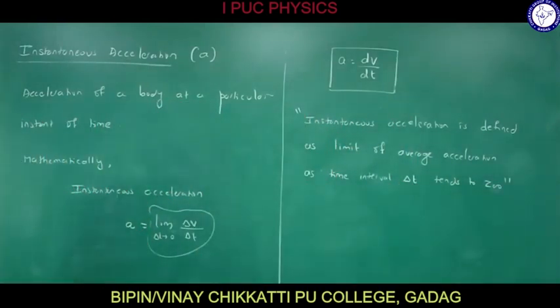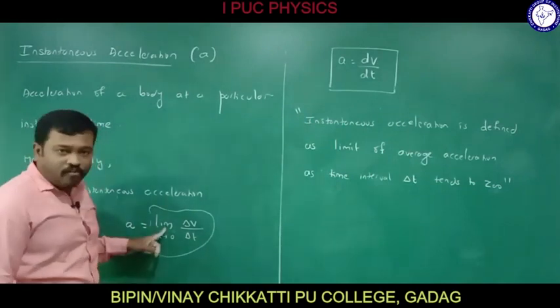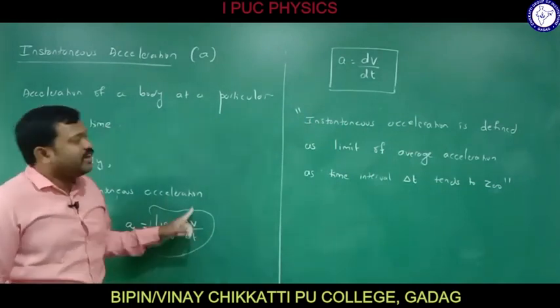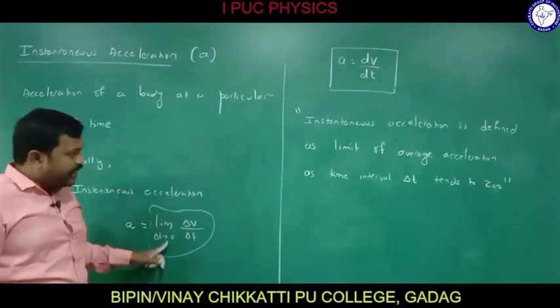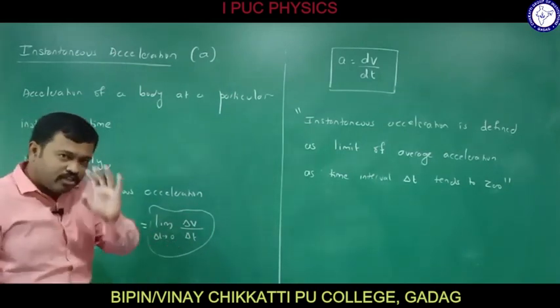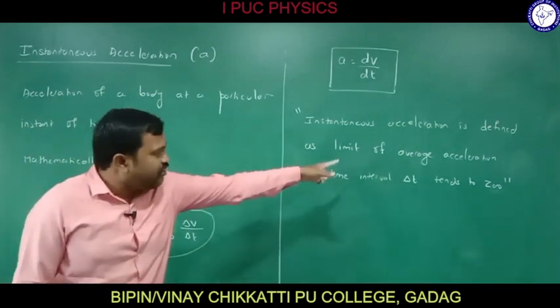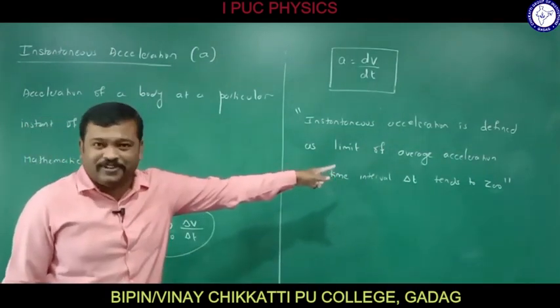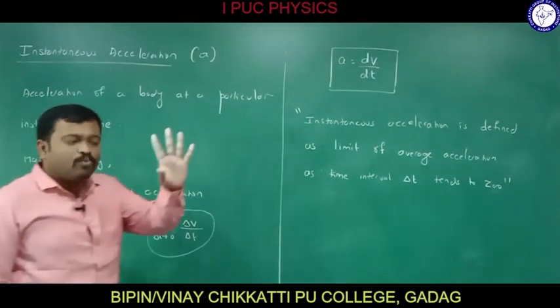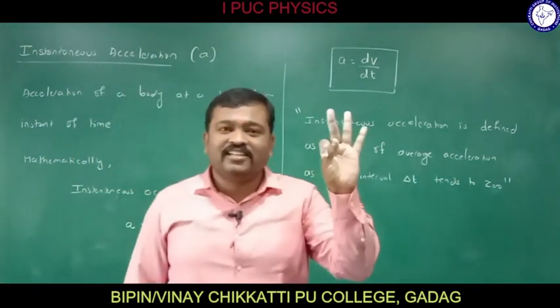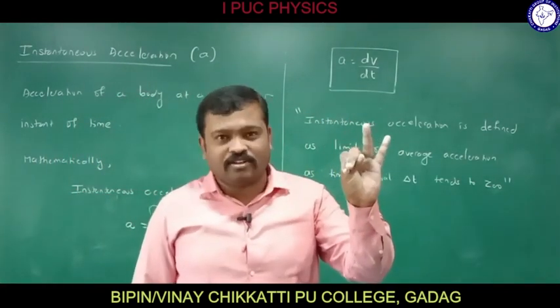So what defines instantaneous acceleration? Instantaneous acceleration is defined as limit of average acceleration as a time interval delta T tends to 0. If the question is asked, define, you need to write the definition like this. You need to write it mathematically in here, right? So this is called instantaneous acceleration. So we have discussed what is acceleration, what is average acceleration, what is instantaneous acceleration, right?